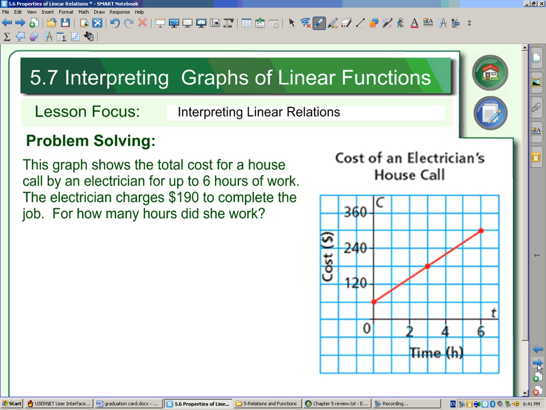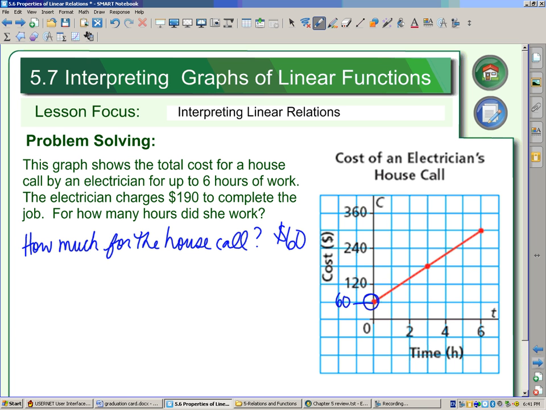The first question I want to know is, how much for the house call? If they arrive at the door and they say, great to see you, can't help you, and leave, how much is it going to cost you? And how do you know? Well, that cost is right here. Now, if it's 120, 2 steps, how much is it for 1 step? 60. So it's going to cost us $60 just for that house call.